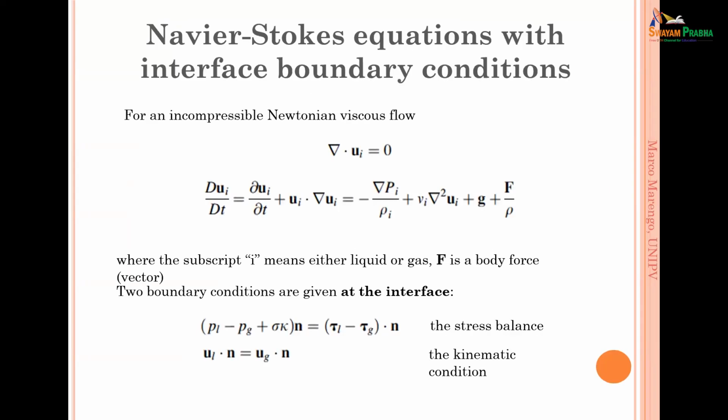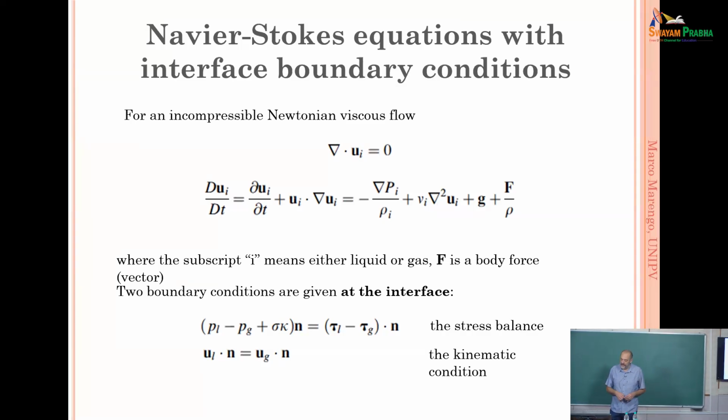These are the Navier-Stokes equations with the interface boundary conditions. So this is the equation for incompressible Newtonian fluids. Again, we have that the divergence of U is equal to 0, so we are considering incompressible flows. The equation is the one that you saw during the second day. I already spoke about that. Where is the surface tension? Well, the surface tension, in the first approach, is at the interface.